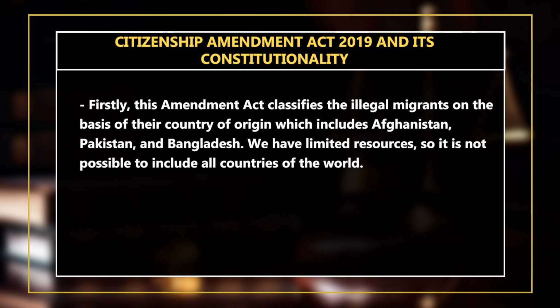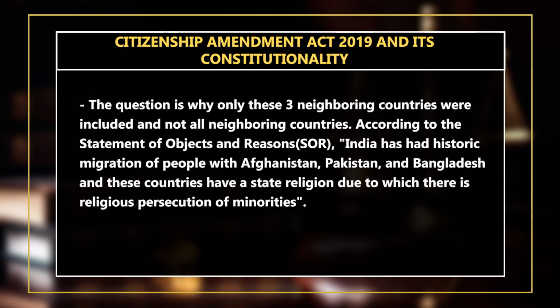Now, firstly, this Amendment Act classifies the illegal migrants on the basis of their country of origin, which includes Afghanistan, Pakistan and Bangladesh. We have limited resources, so it is not possible to include all the countries of the world. The question is why only these 3 neighboring countries were included and not all the neighboring countries.